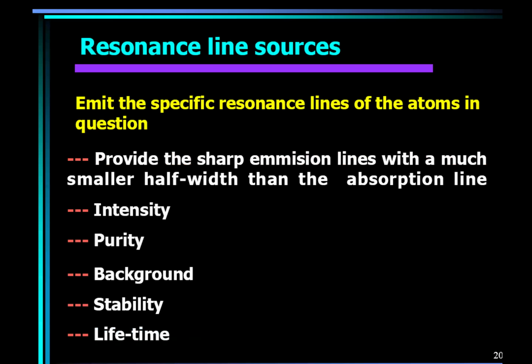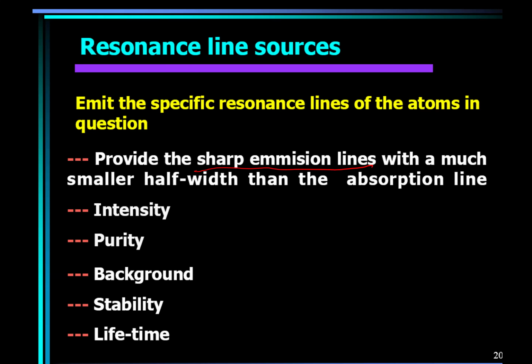So the resonance lines, notice you give a line source, having realized you must have a narrow width of that line. So the hollow cathode lamp, I've mentioned you have many spectral lines. So you can choose whichever one you want to use for analysis. You're going to emit from these spectral lines the resonance lines, so you can get the specific resonance line of the atoms in question. And it is going to provide a sharp emission line, with a much smaller half width than the absorption line.